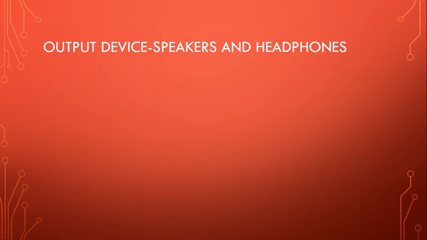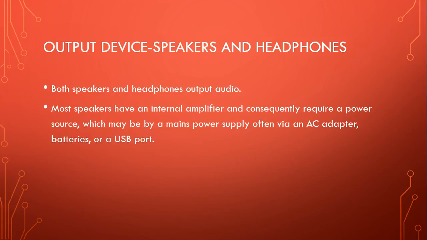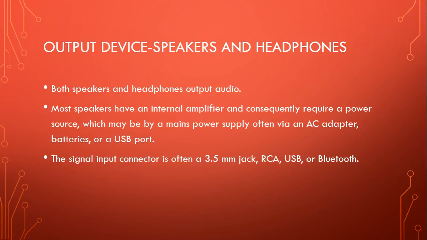All right, let's move into the next output device, which is speakers and headphones. Both speakers and headphones output audio. Most speakers have an internal amplifier and consequently require a power source, which may be powered either via AC adapter, batteries, USB port, etc. Now, the signal input connector is often a 3.5 millimeter auxiliary jack, or you'll have an RCA jack, or USB, Bluetooth, etc. The most common one is usually the 3.5 millimeter for what we do.